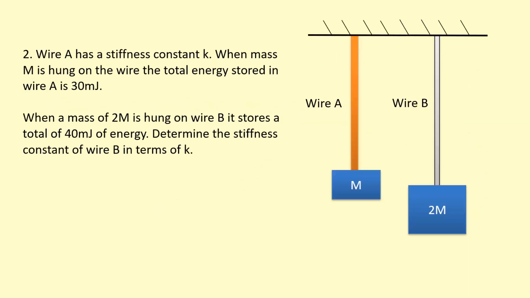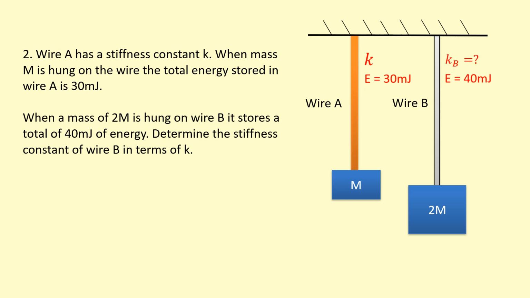Okay, in this example, wire A has stiffness constant k. So I'm going to label that on the diagram like this. When a mass of capital M is hung on the wire, the total energy stored in wire A is 30 millijoules. So I'm going to label that as well. When a mass of 2M is hung on wire B, it stores a total energy of 40 millijoules. So let's label that there. Determine the stiffness constant of wire B in terms of k, which is the stiffness constant of wire A. So we're trying to find the stiffness constant of the second wire here.